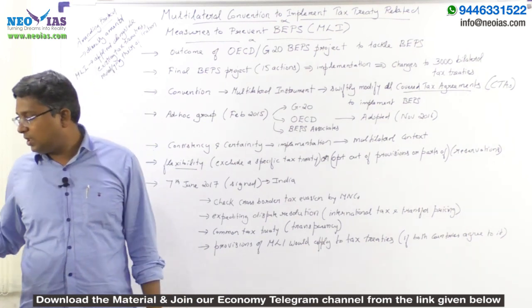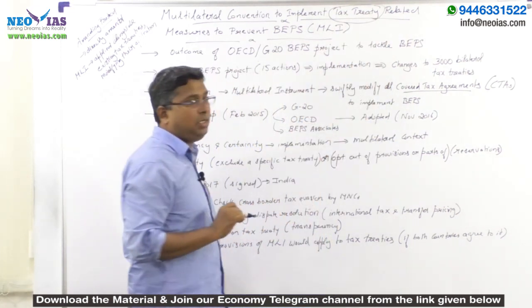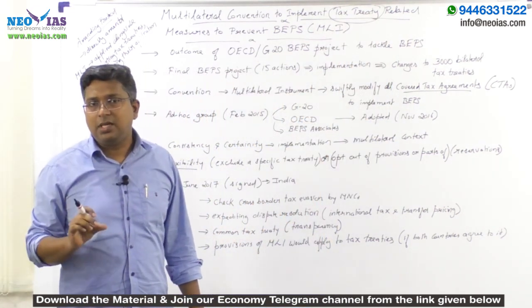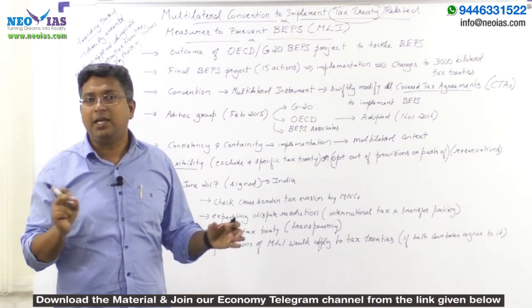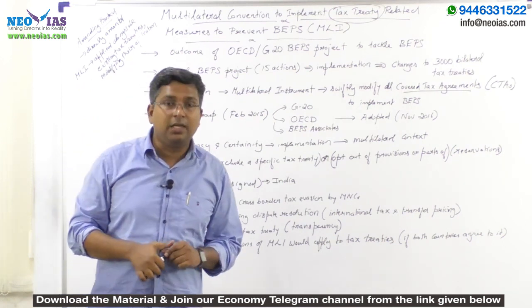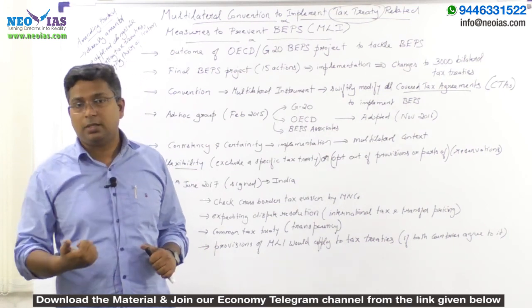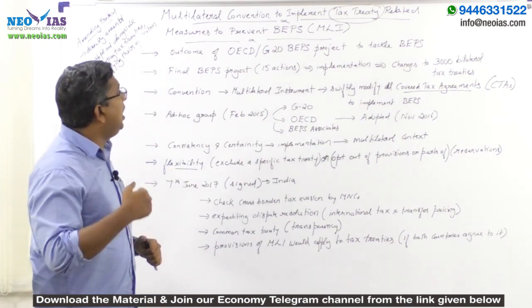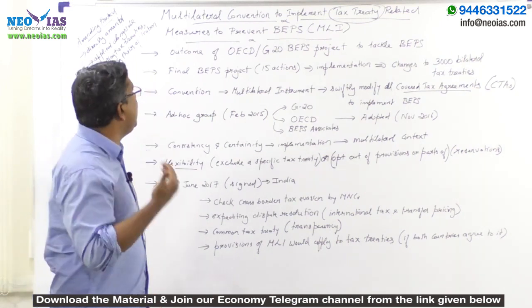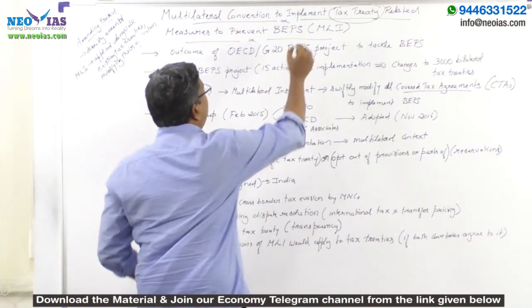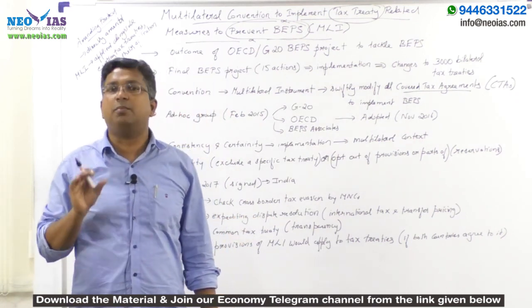Here two terms you need to understand. First, to implement tax treaty. What is a tax treaty here? We already discussed: it's nothing but the double taxation avoidance agreement, a bilateral tax treaty signed between two countries. So it's a multilateral convention to implement tax treaty related measures to prevent base erosion and profit shifting. BEPS is very important for you.